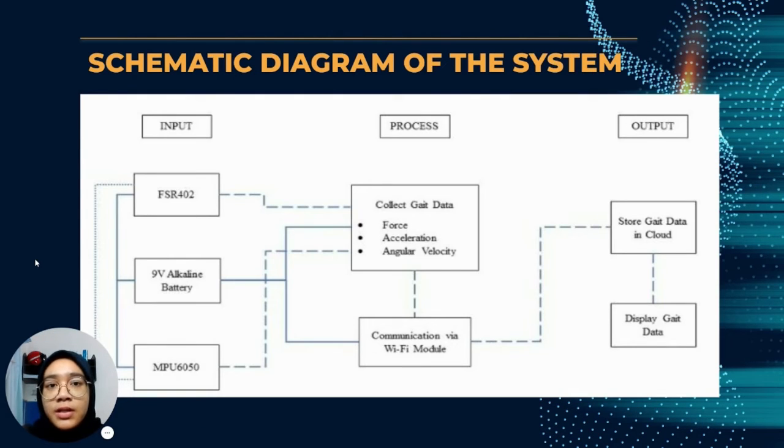Next, I will explain about the schematic diagram of the system. As you can see, the input of the system consists of the force sensor FSR402, a 9V alkaline battery, and the IMU sensor, which is the MPU 6050. All of these input components will collect data of force exerted, acceleration, and angular velocity that will be processed and transmitted through the Wi-Fi module. The output of the system is the display of the gait data and storage of gait data in the driver via the IoT application we use, which is the Blynk application.